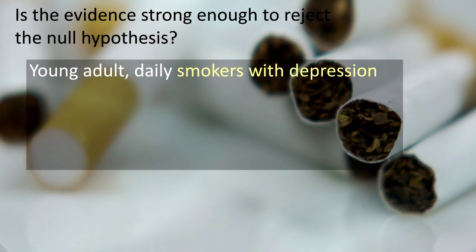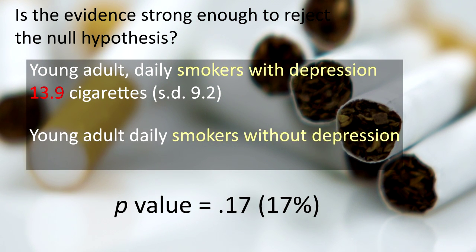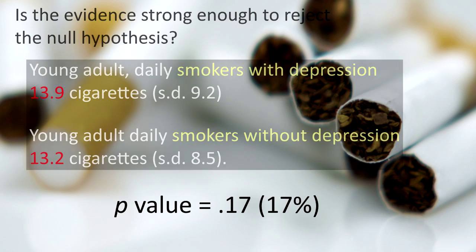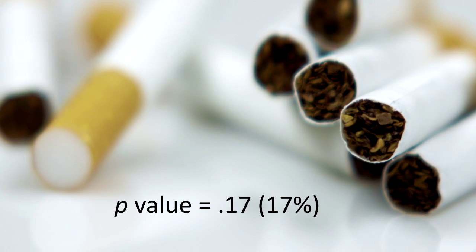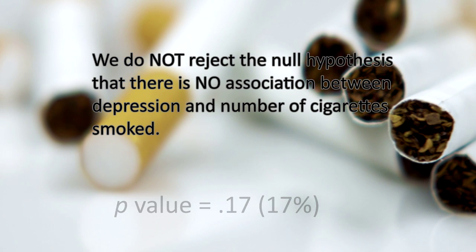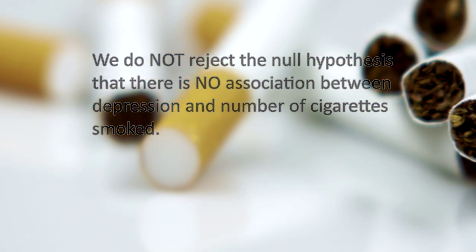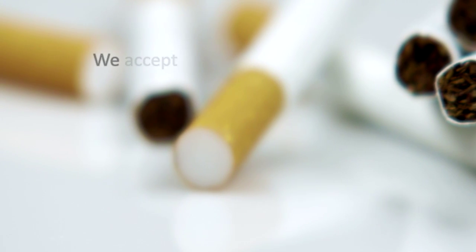Looking at the p-value in our example, we see that there is not adequate evidence to reject the null hypothesis because the p-value was 0.17, which is definitely greater than 0.05. In other words, we do not reject the null hypothesis that there is no association between depression and number of cigarettes smoked among daily young adult smokers. We accept the null hypothesis.